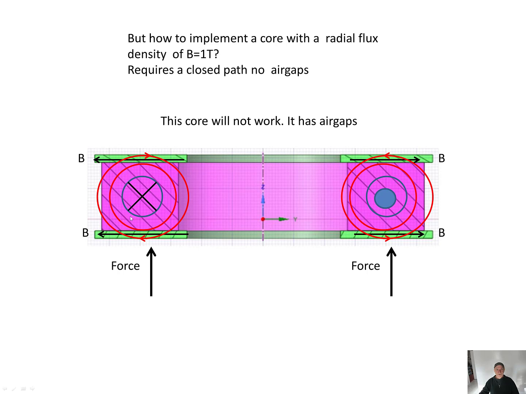This is a different view. But how to implement a core with a radial flux density of B that requires a closed path and no gap. This core will not work. The way it's shown now, it has air gaps.